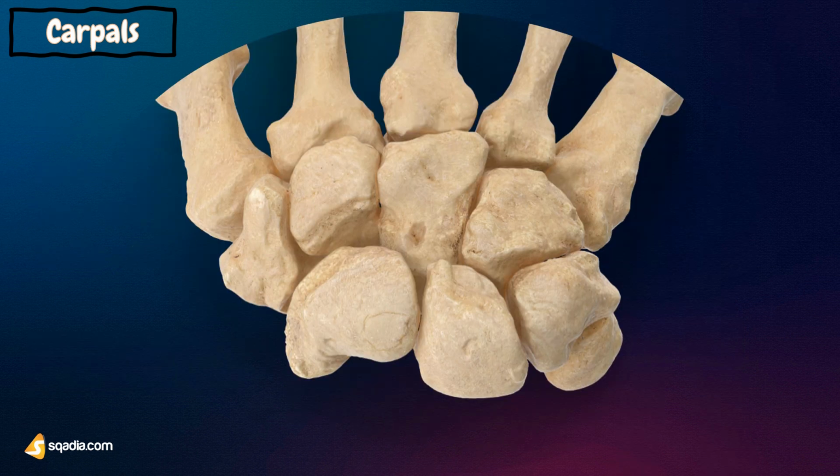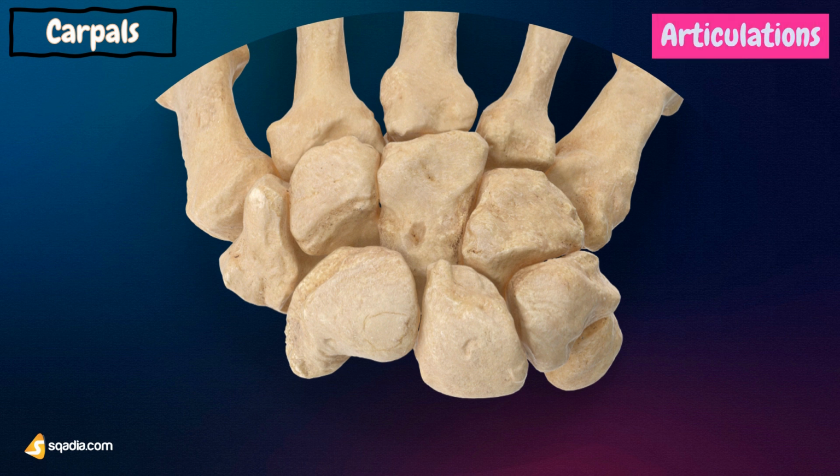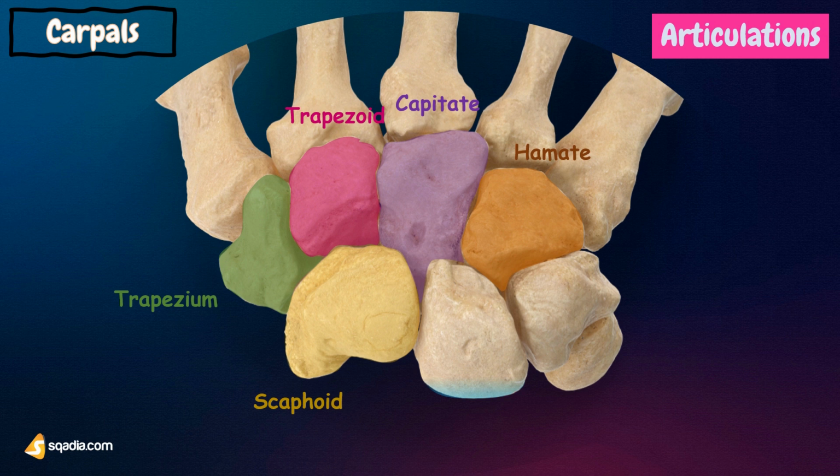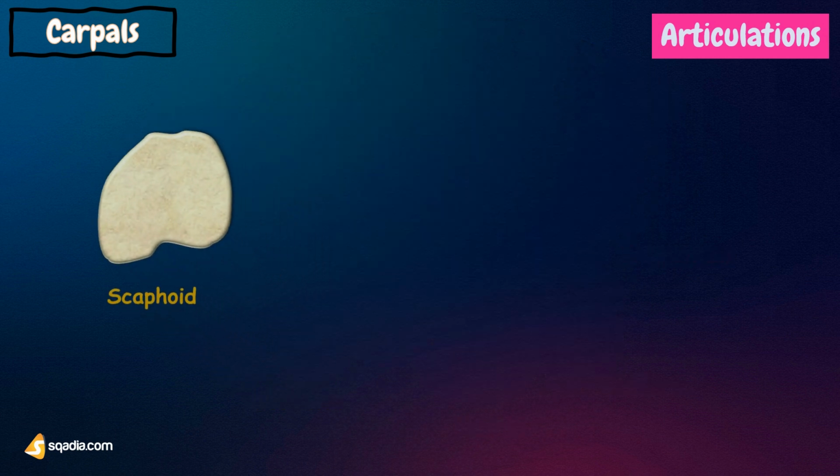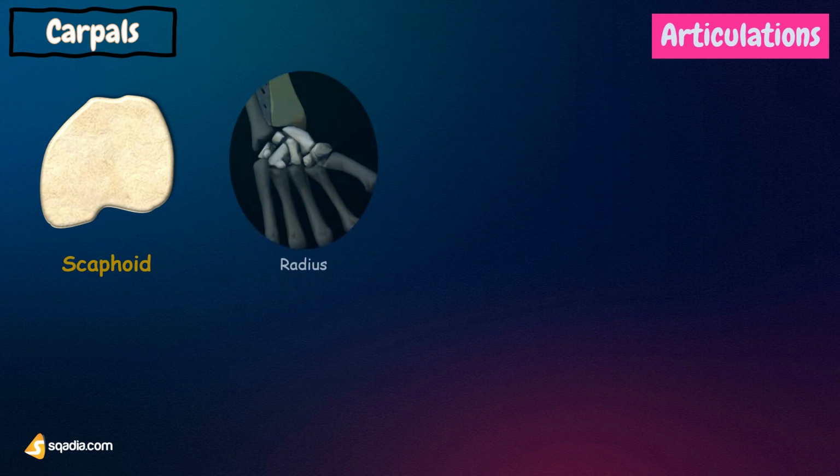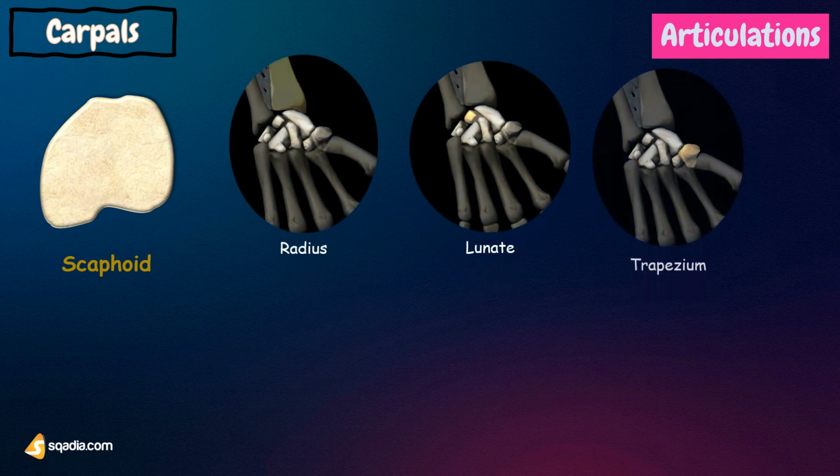As the 8 bones are packed together, they articulate with one another. Let's go through the articulations of carpals one by one. The scaphoid articulates with the radius, lunate, trapezium, trapezoid, and capitate.